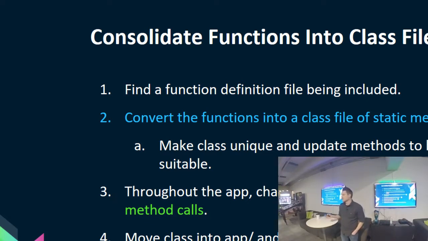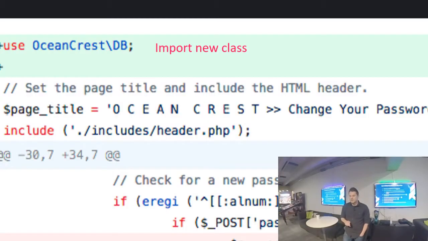And then we're going to consolidate our functions into classes. So basically here we go through, we find where we're including a function file or we're calling a function, and then we're going to move that into a static method call.